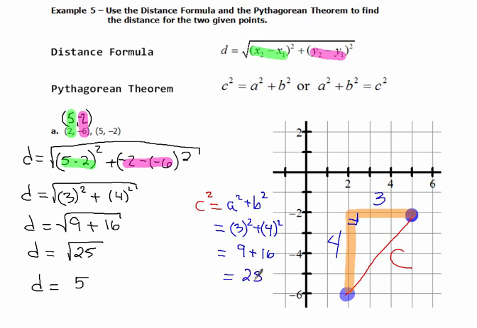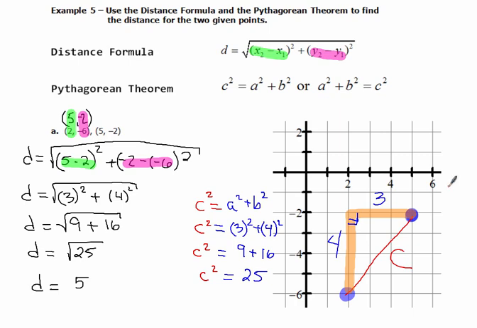9 and 16 is 25. Now, when you're at this part in your equation, to solve for c squared, so we have c squared equals 25, what you're going to do is take the square root of both sides. In other courses besides geometry, you would actually take the positive and negative square root of both sides.